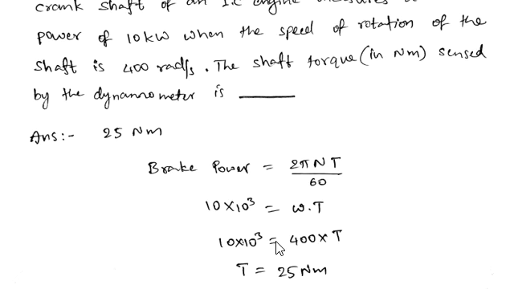And we know brake power we can write as 2 pi NT by 60, and it is given as 10 kilowatts, or 10 into 10 to the power of 3 watts. And we know this 2 pi N by 60 is omega, that is radians per second, and T is the torque we require. This omega value is given here as 400 radians per second, and substituting here, when you simplify that, we get torque value as 25 Newton meter.